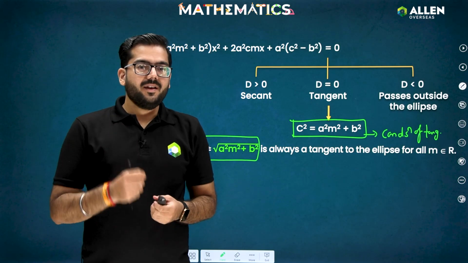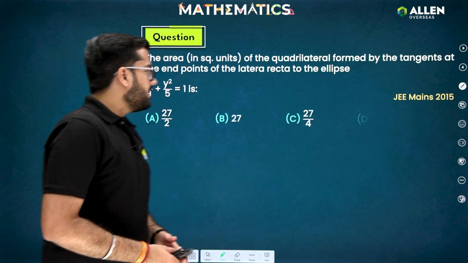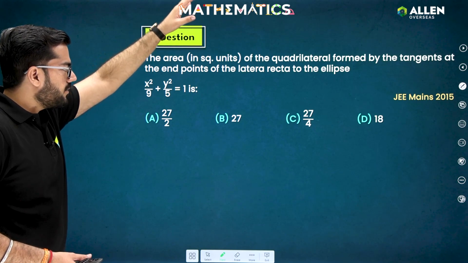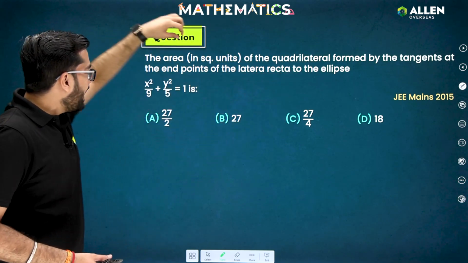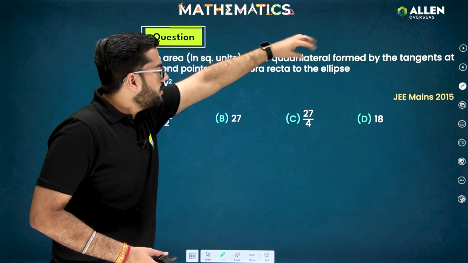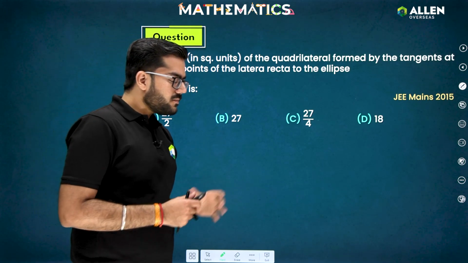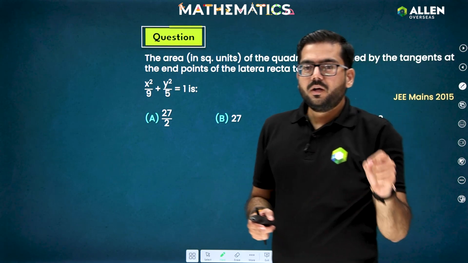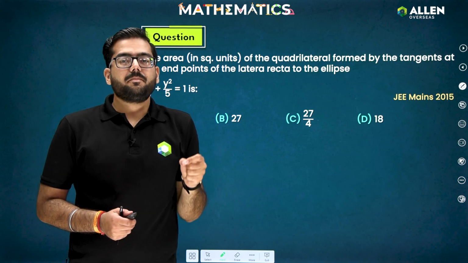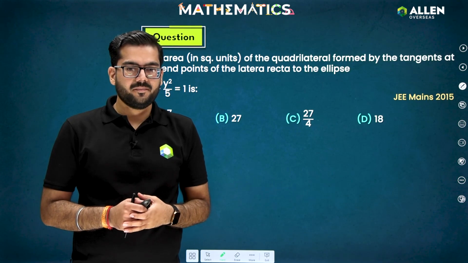Now it's time to apply our knowledge to a previous year question. The question from 2015 asks us to find the area in square units of the quadrilateral formed by the tangents at the end points of the latus recta to the ellipse. Now as we all know, first of all you just need to depict your given data in your diagram. This is the perfect way to solve any question, especially from coordinate geometry, right?